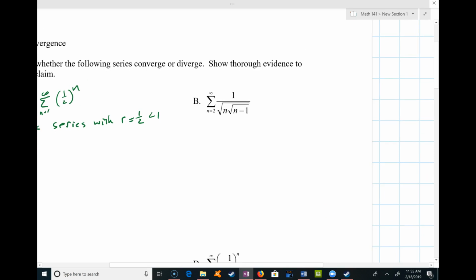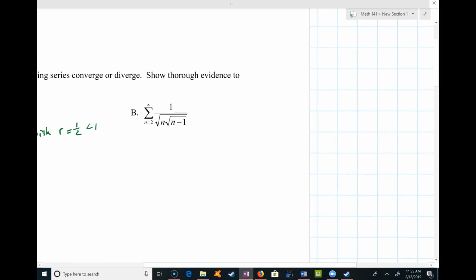Okay. Next one, this one is also not a geometric series, but it looks kind of like a p-series, but it's not, of course. So first of all, we want to look at that and say, let's see, how can we rewrite this to get a handle on it? N equals 2 to infinity. That would be 1 over n times n minus 1. This is to the 1/2, and that's to the 1/2. So my a sub n is going to be 1 over, I guess I'll leave it like that actually.